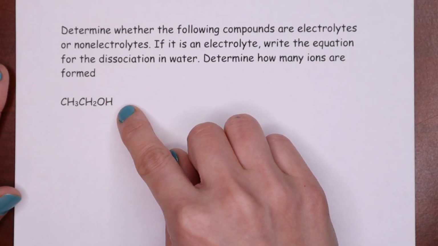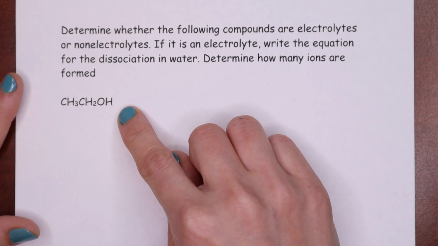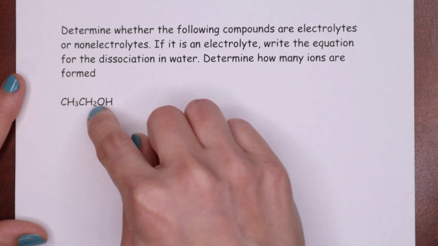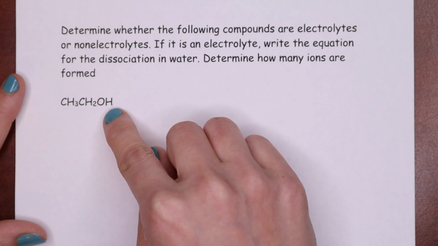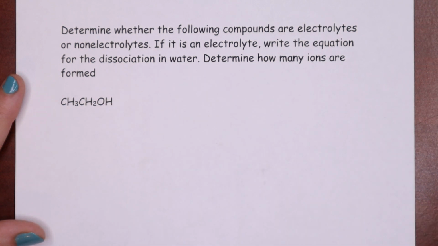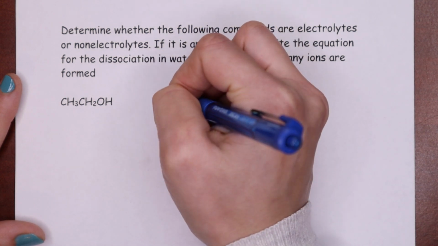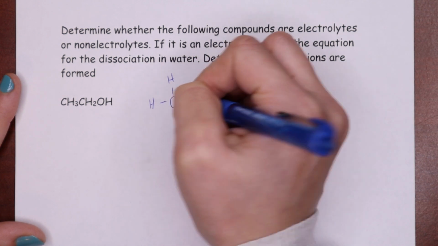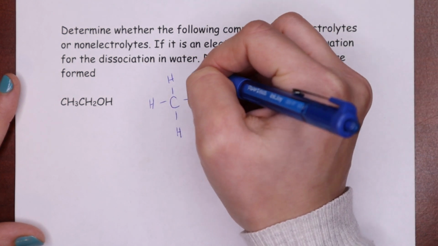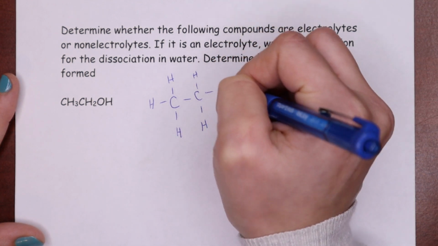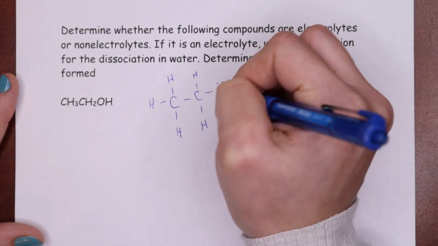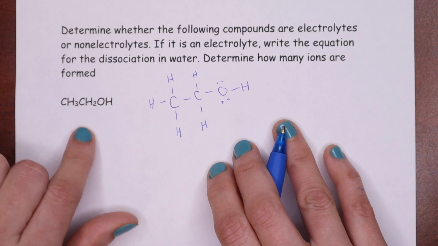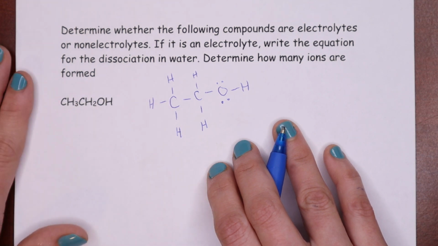Next, we're looking at ethanol. Again, first thing, we have to figure out whether or not it's going to be an electrolyte. You might look at this and think, well, I memorized OH as hydroxide, so yeah, this is going to be an electrolyte. But if you were to draw this out, you're going to see that OH is not acting as an ion. And for that reason, no, this is not going to be an electrolyte, and we can leave it alone.